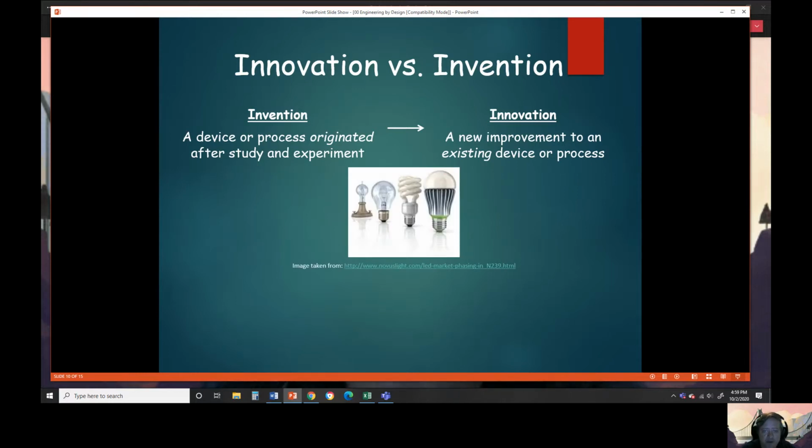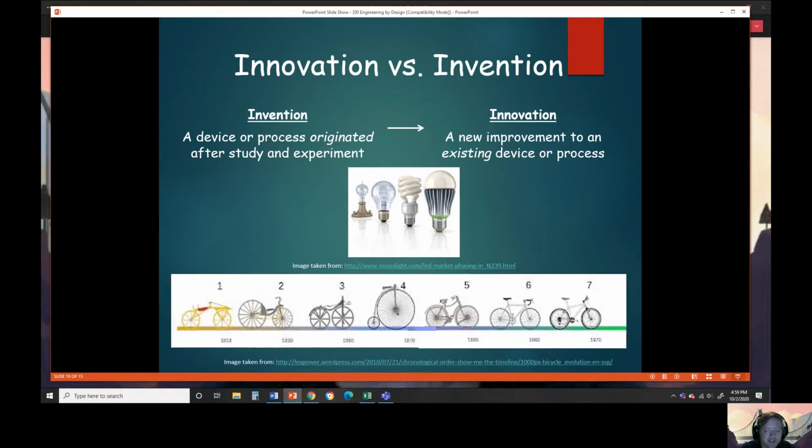So let's take a look at these light bulbs and bicycles. You see how over time we start with that invention. The very first light bulb is the invention. That very first bicycle, that prototype for that initial bicycle, is a new invention. But what happens with any invention is we get innovation. We look for ways to make it better, maybe more cost effective, not as expensive, better on the environment. So these later light bulbs, these later bicycles, these are all examples of innovations.